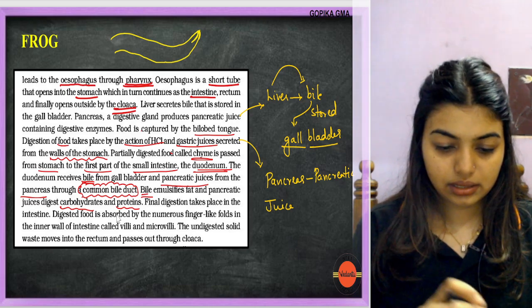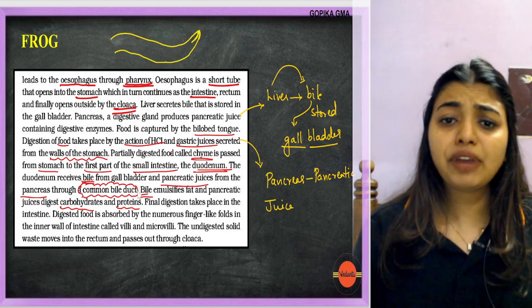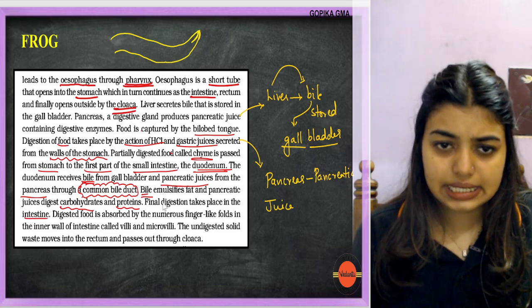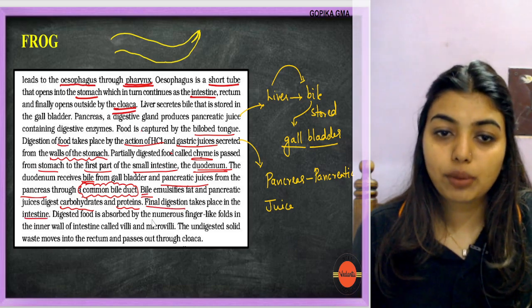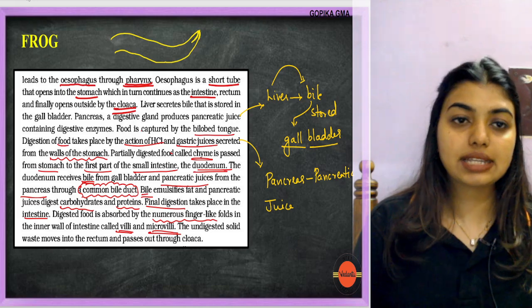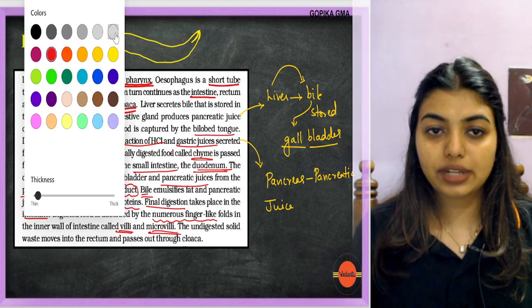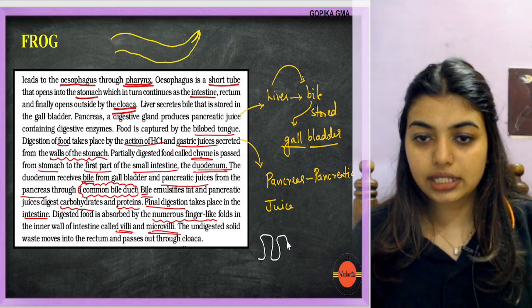Okay, so final digestion takes place in the intestine. Digested food is absorbed by numerous finger-like foldings called villi and microvilli. All of you remember, in your intestine there are microvilli. So imagine like this, foldings will be there, like this villi will be there.